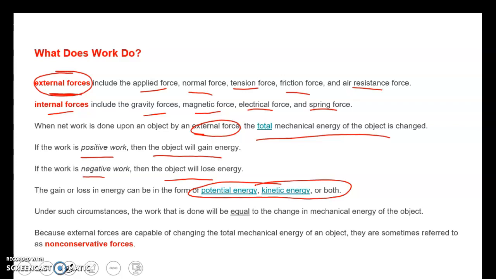But now, for energy to be conserved totally, the work that is done will be equal to the change of mechanical energy. So work that's being done by the external forces will equal the change in mechanical energy. So total energy is conserved, but mechanical energy is not. So because external forces can change total mechanical energy, another word for those are non-conservative forces. So external forces, applied, normal, tension, friction, air resistance are also called non-conservative forces.